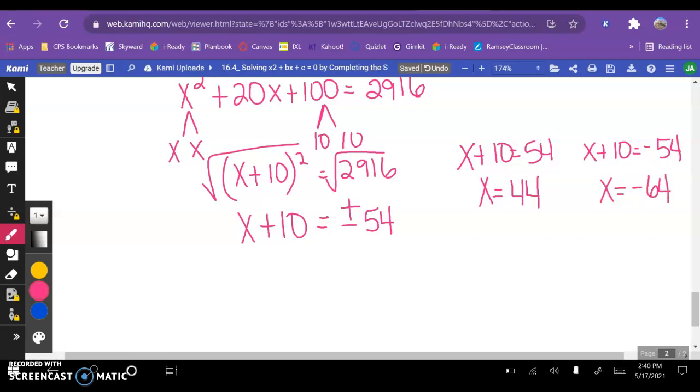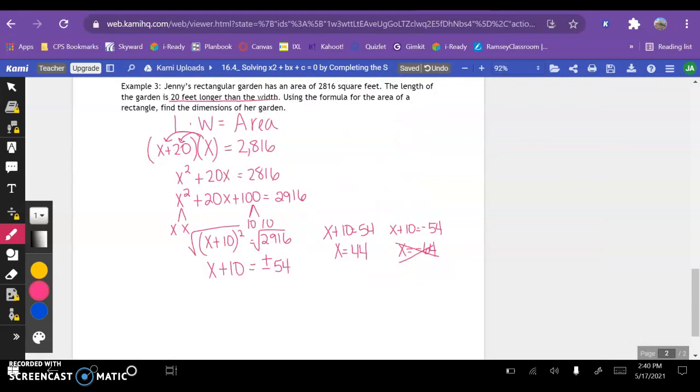So because it doesn't make sense to have a negative distance, that negative 64 is not going to work out here. So our x was actually standing for the width. So the width is 44, and the length is 20 feet longer than that. So the length would be a positive 64.